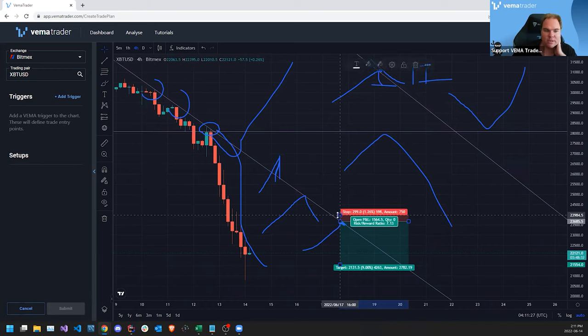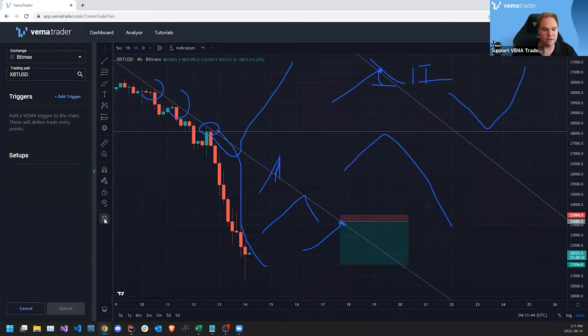But that's how I usually get my stop losses close-ish. I know that risk reward is a function of how far away your stop loss is from your take profit. That's purely it. I don't consider position size anymore. I don't give a damn about position size. I just let VEMA take care of everything.